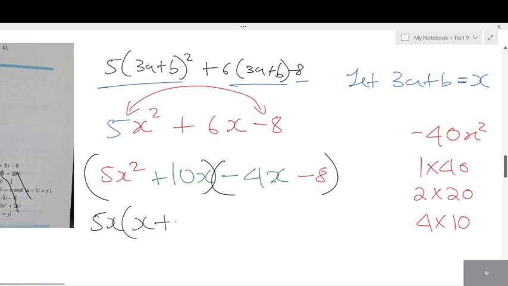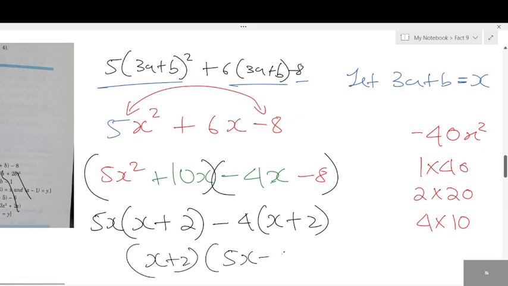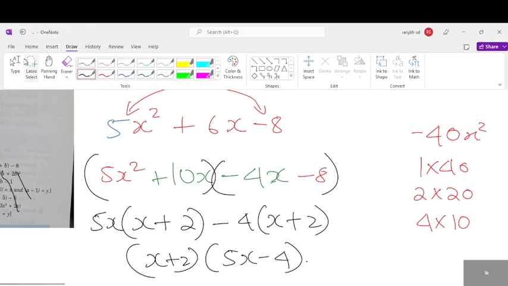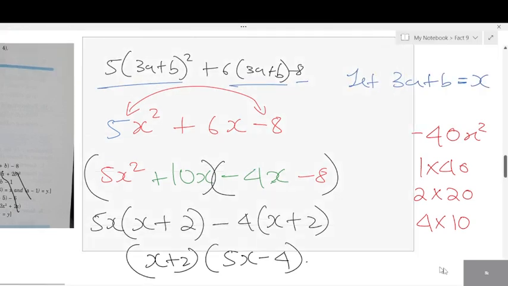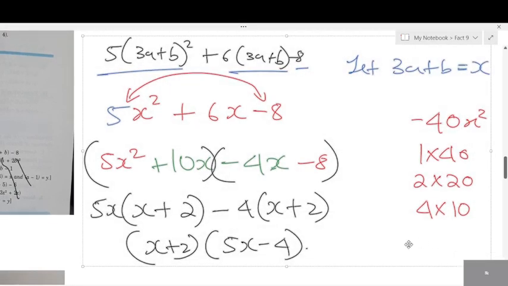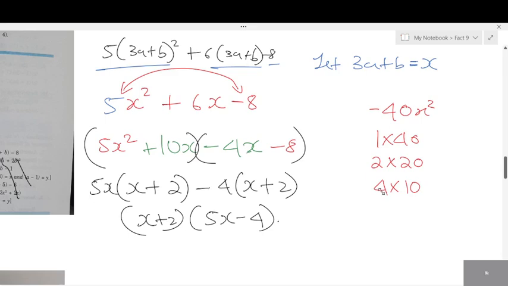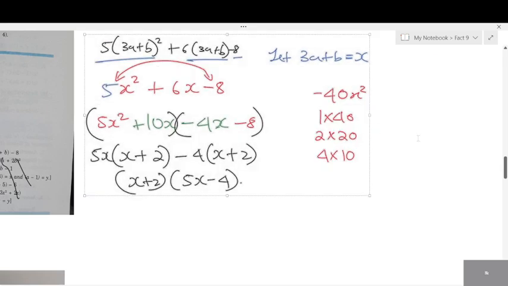5x, x plus 2. Next, minus 4, x plus, what's the answer? 2 into 5x minus 4. Okay. Anything common apart from this? Anything common? Yes, unmute and answer, student. Anything common here? Nothing, right?